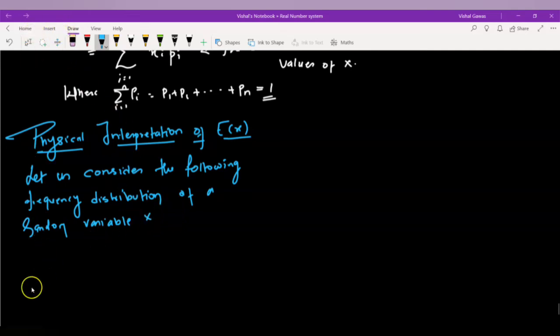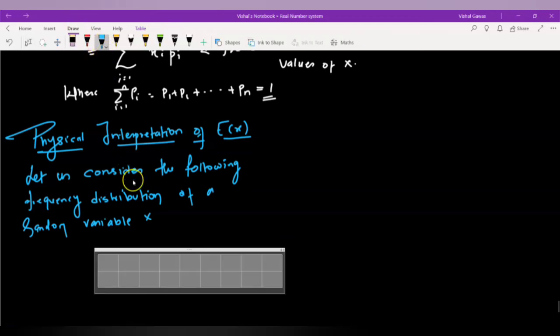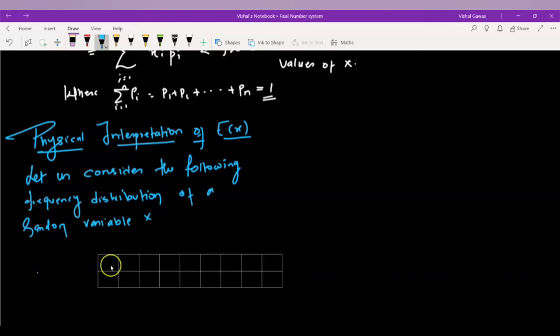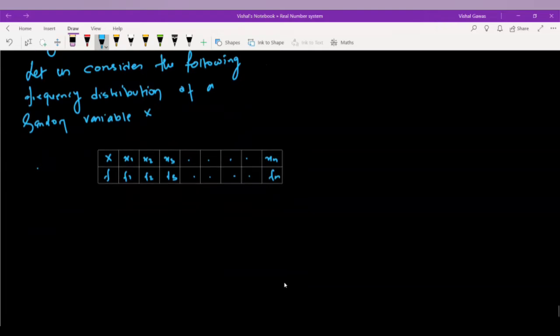Let's draw the table and fill in the values. Let me take this to be x, and this is f. So this is x1, x2, x3, and so on up till xn. The corresponding frequencies are f1, f2, f3, and so on up till fn, right? Then the mean of the distribution, we always know how to find the mean, with the probability which we have studied so far in previous classes.